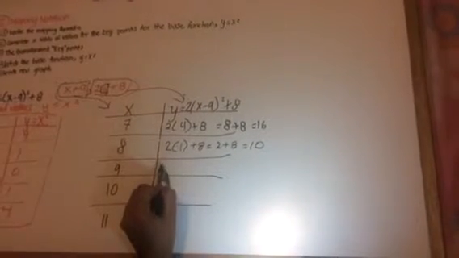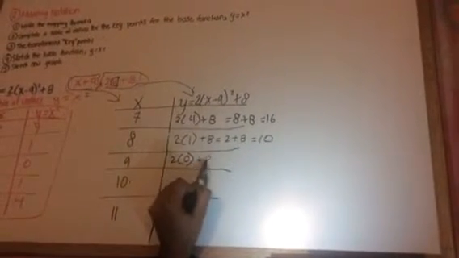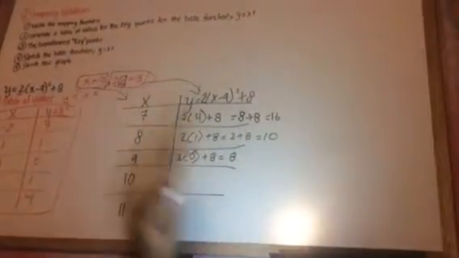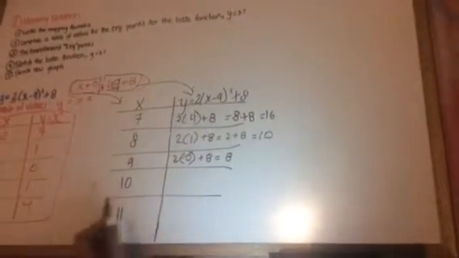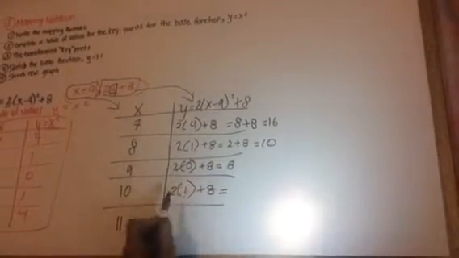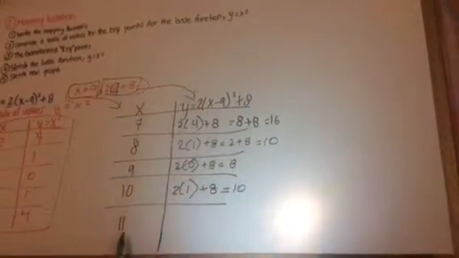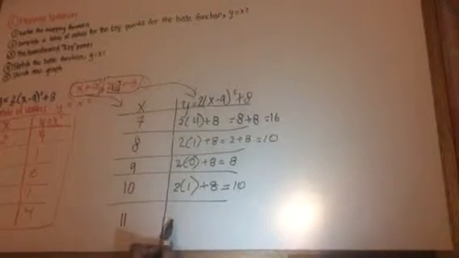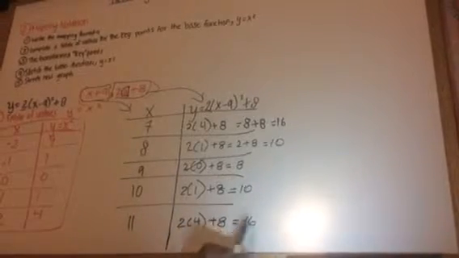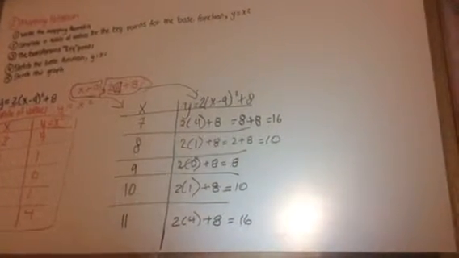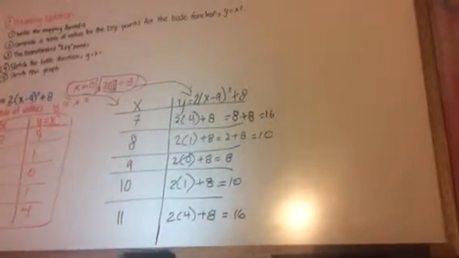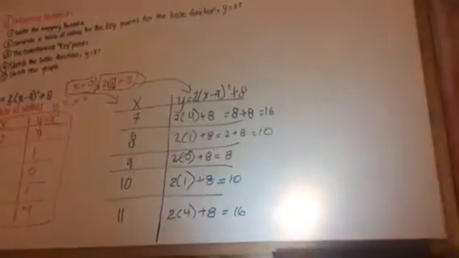Same thing here, so 2 times 0 plus 8 equals 8, because 2 times 0 is just going to cancel out, so it's just going to be the remainder 8. 2 times 1 plus 8, so 2 times 1 is 2 plus 8 is 10, and then for the last value it's going to be 2 times 4 plus 8, which is going to give us 16. So here we have our points for the new table of values for the key points. Now what we're going to do is sketch our graph.